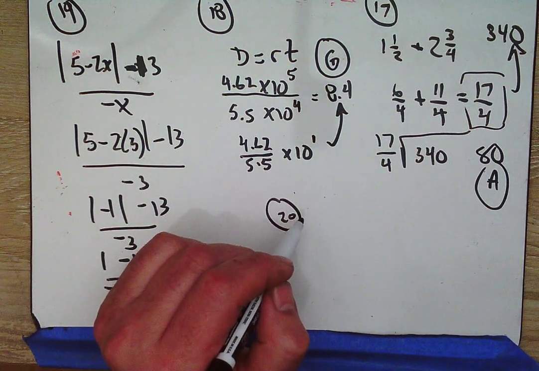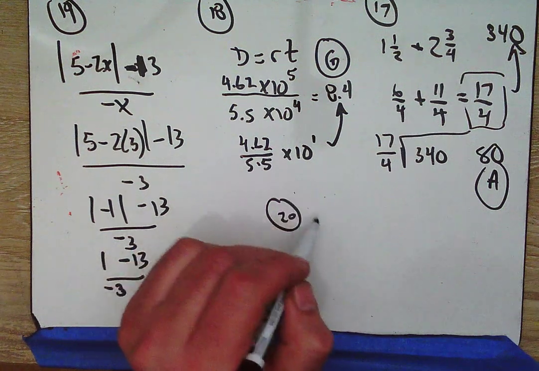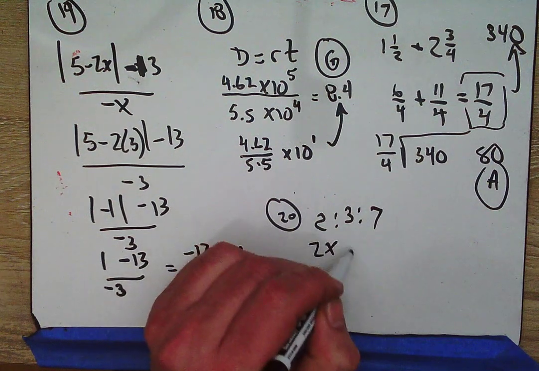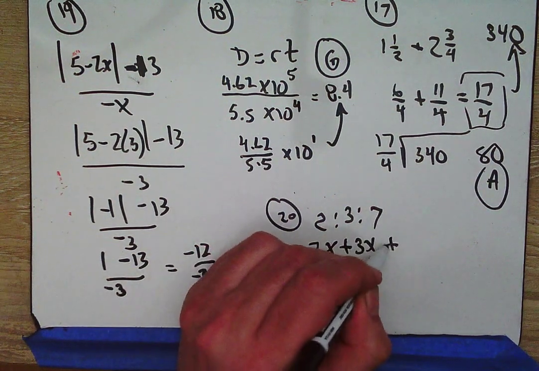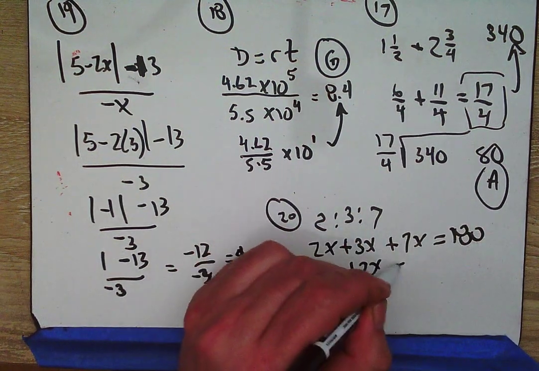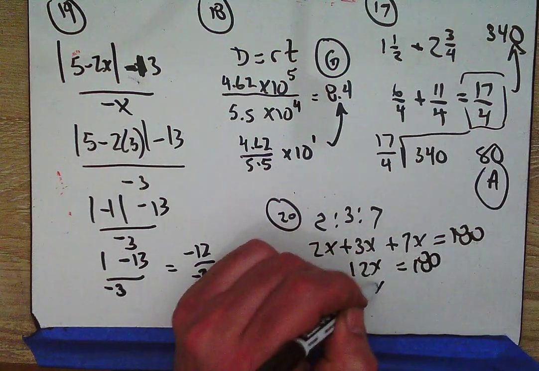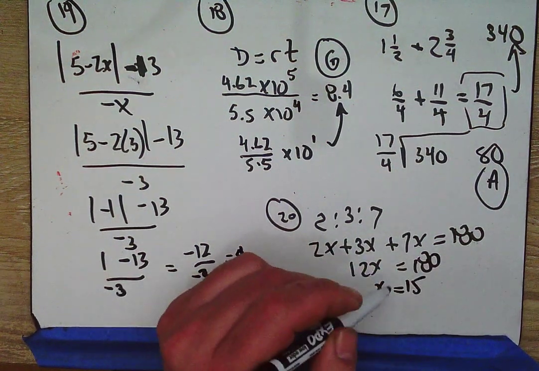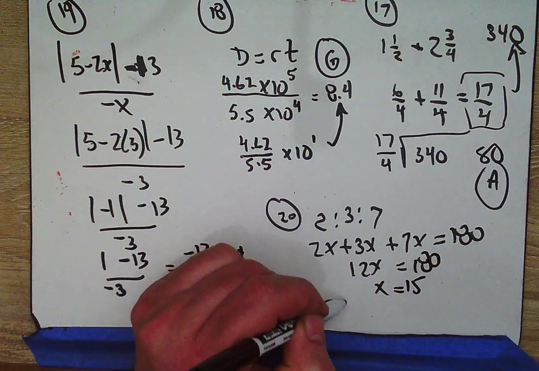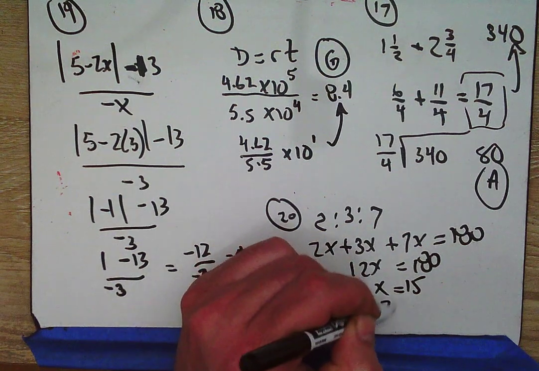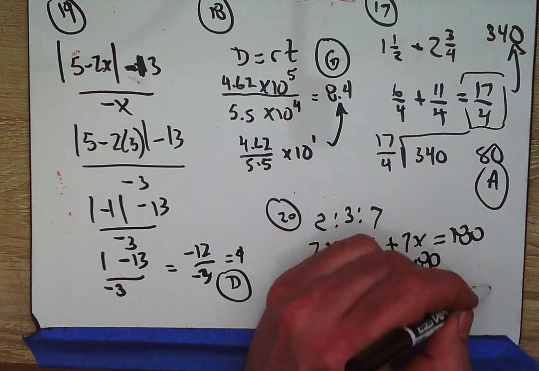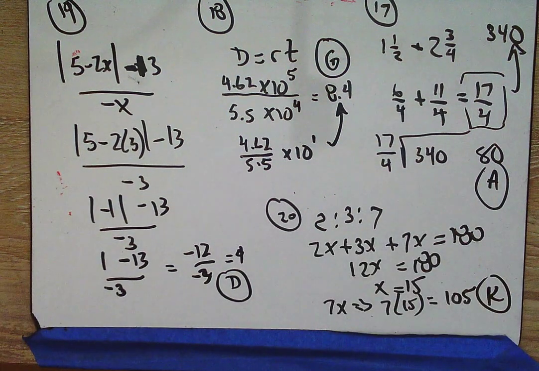20 says the measure of the angles of a triangle are in a ratio of 2 to 3 to 7. So we know that 2x plus 3x plus 7x would equal 180. That's 12x equals 180. So we know that x equals 15. And if x equals 15, we're looking for which angle? The largest angle, which was 7x. So 7 times 15 is 105 degrees, and that's choice K. K for number 20.